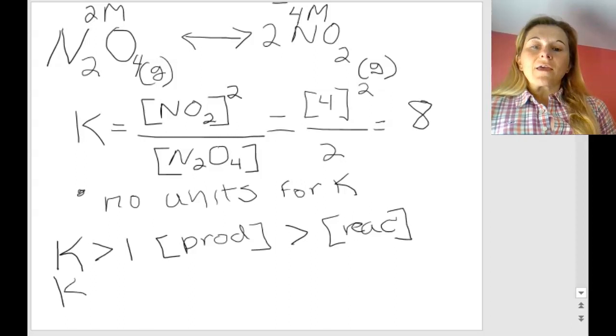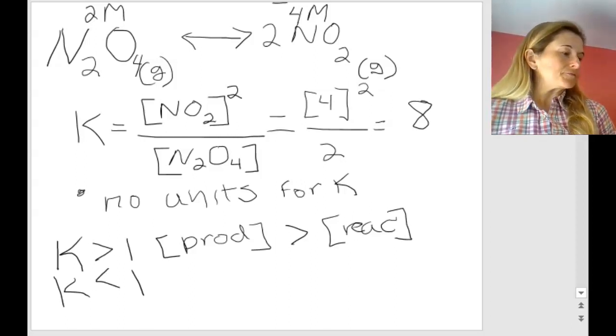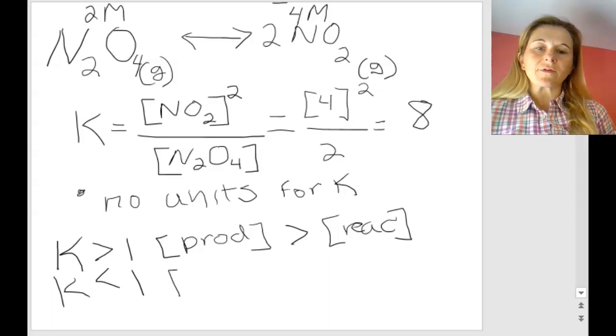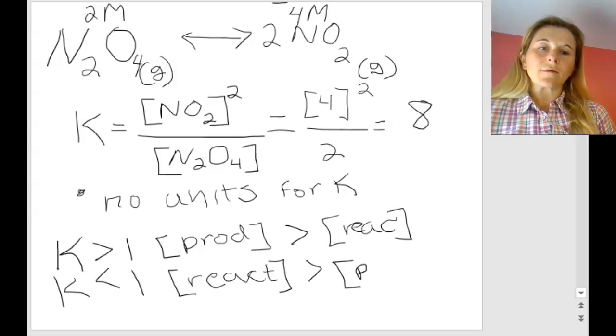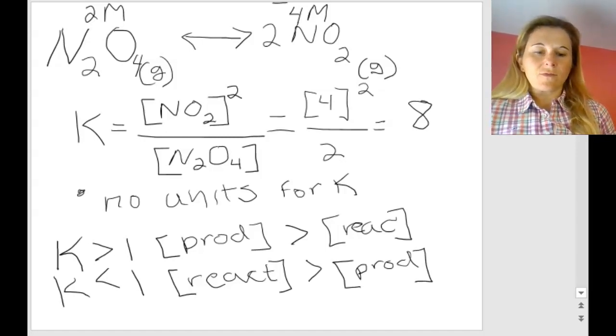If K is less than 1, then we have the reverse, and it means that our concentration of reactants is going to be greater than products at equilibrium. Okay? All right, moving forward.